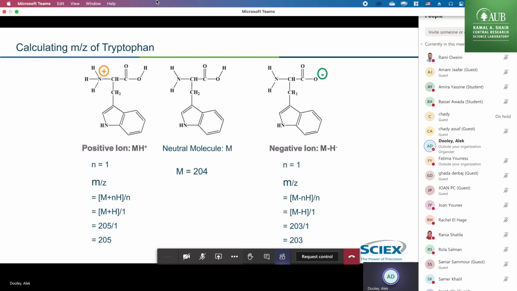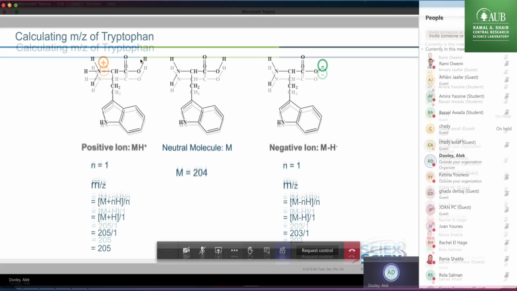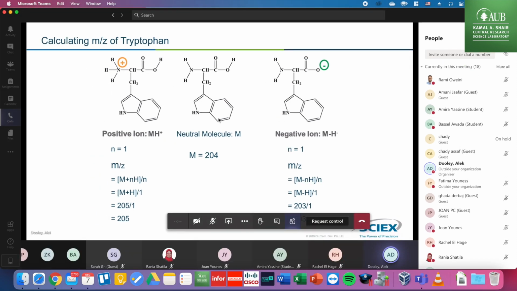Like I said, I think primarily your work is going to be small molecules below 1,000, so you will not have to worry so much about charge state.